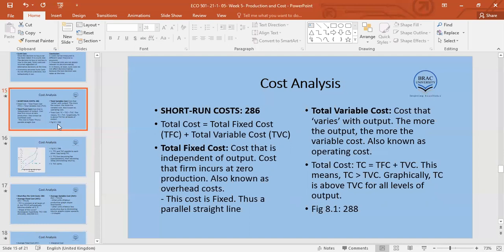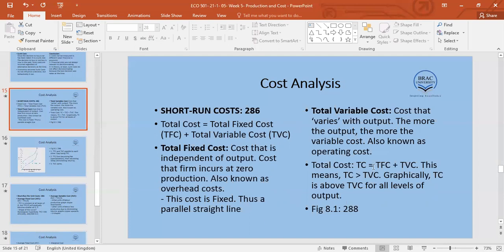Variable costs, as the name suggests, will vary as the output changes. Okay. Now, if the fixed cost is fixed at all levels of output, then the total fixed cost curve has to be a straight line parallel to the output axis, which is the horizontal axis. Total variable costs will vary with output, as we just said. The more the output, the more the variable cost. This is also known as operating costs in accounting science. Why? The more we produce, the more operating costs we incur.